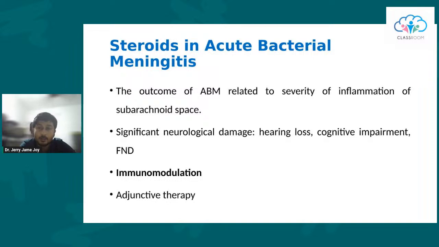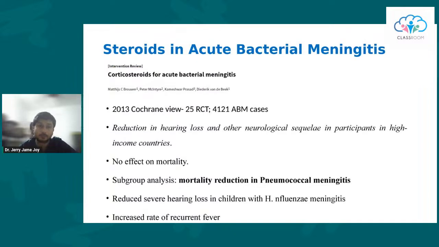So steroids, by virtue of their anti-inflammatory action, may have a role in acute bacterial meningitis. They can be used as an adjunctive therapy along with antimicrobial therapy. This Cochrane review in 2013 included 25 RCTs, with a total of 4,121 bacterial meningitis cases. What they found was a reduction in hearing loss and other neurological sequelae in participants in high-income countries.